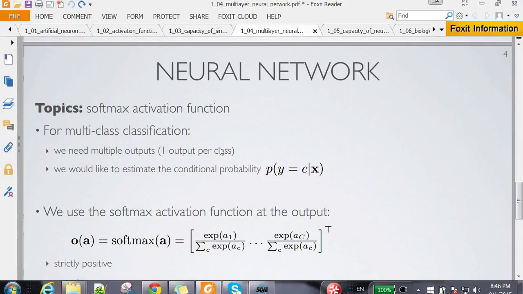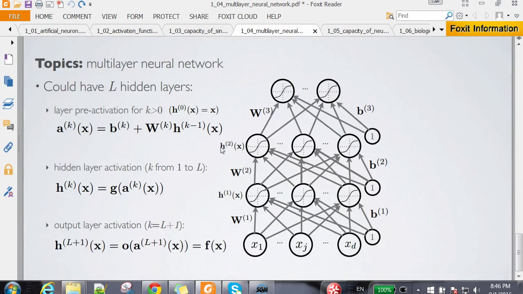Okay, so we just described the softmax activation function. So now we just need to cover what if we want to have more layers in the neural net, more hidden layers in the neural network. So we start out just like we did before.